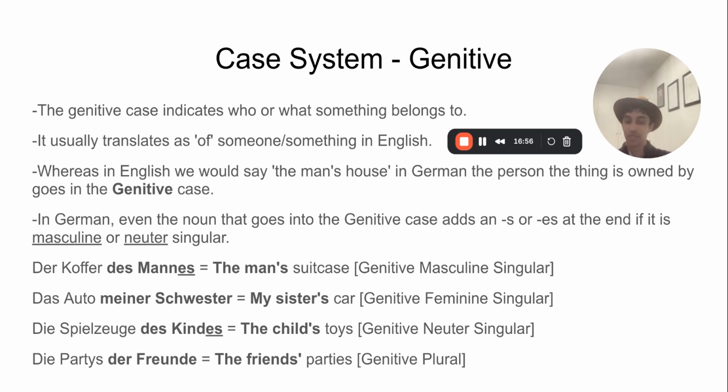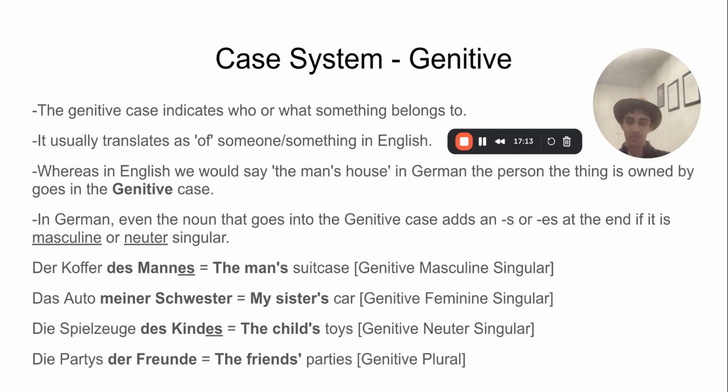You can use a preposition instead. You can use the preposition von, which often translates as of, followed by the dative case. But it's perhaps slightly more common in German to use the genitive case instead to show possession.